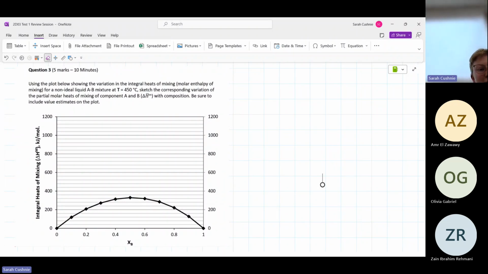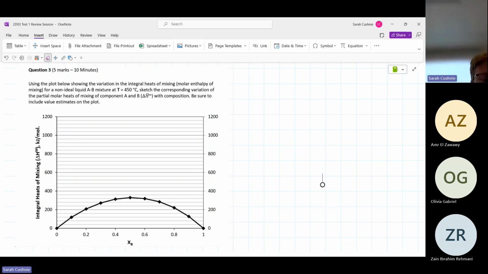So let's look at it. And it says, using the plot below, showing the variation in the integral heats of mixing for non-ideal liquid AB at some temperatures, sketch the corresponding variation of the partial molar heats of mixing components A and B with composition. Be sure to include value estimates on the plot. So look at this and we're like, wow, I don't even know what that means. So let's kind of break it down.